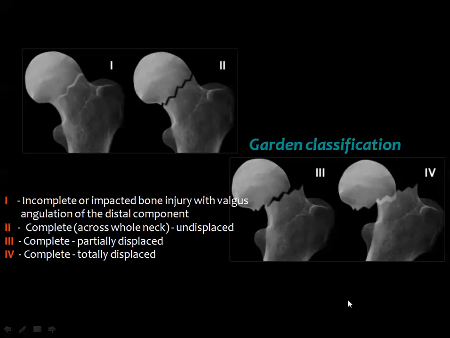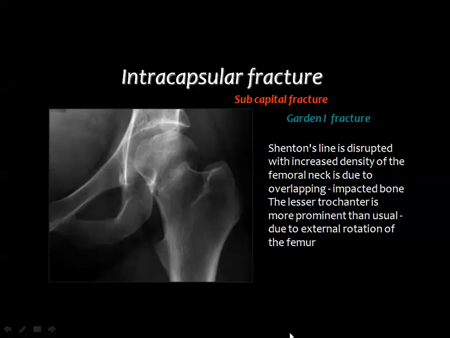These are the types of femoral neck fractures. Number one, or stage one or type one according to the Garden classification, is an incomplete or impacted fracture with valgus angulation of the distal fragment; then incomplete undisplaced fracture, incomplete partially displaced, and incomplete totally displaced. And this is the Garden type 1 fracture with impaction. You see some rotation of the femoral head, and you can appreciate the impacted fracture line in the femoral neck.